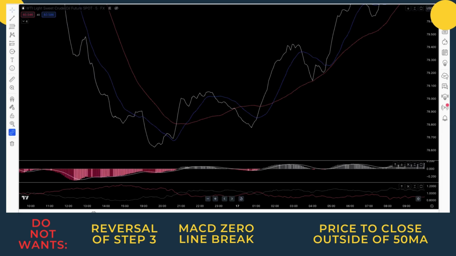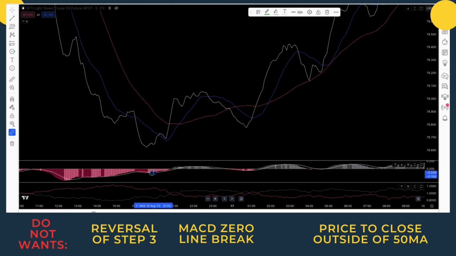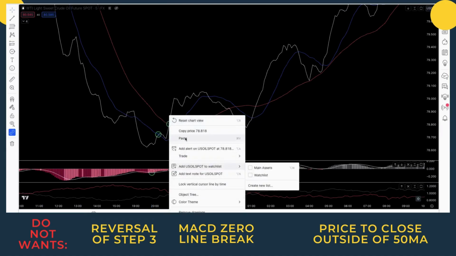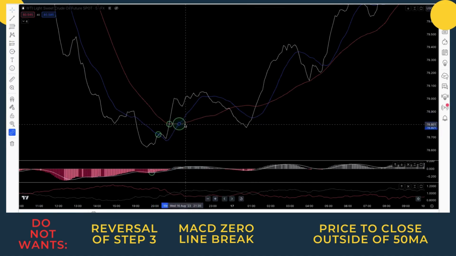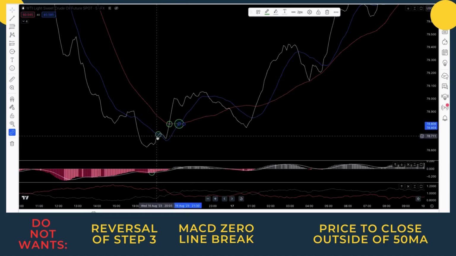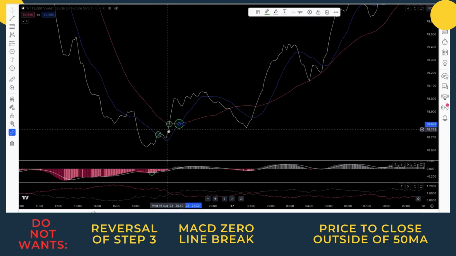All right, so I'm going to quickly capture the do not wants. I'm going to first start with steps 1 through 4. First is the MACD cross, the 4-20, the 4-50, and then the 20-50 cross. So my white moving average is the 4, which crossed the blue, which is the 20, and then the white, the 4 crossing the 50 in red, and then the 20-50 cross, the red and blue.